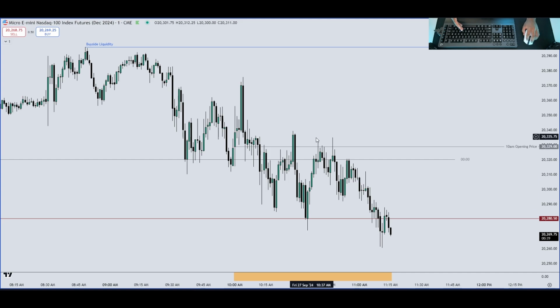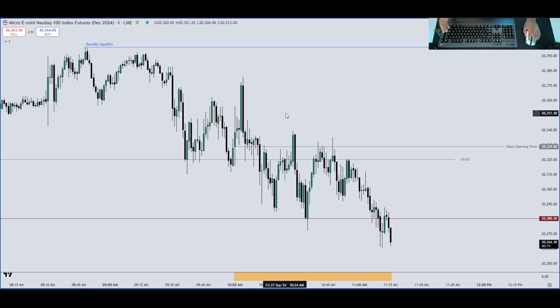Let's say, for example, I wanted to be a seller here. Ideally, I'd want to see us continue building in that deeper premium, take out these buy stops right above here, this buy side liquidity, and then start to head lower because price built in that deep premium. It's getting away from that 10 a.m. opening price. But as we can see here, unfortunately, it's just chop. It comes down, up, down, up. That's as simple as it can get.